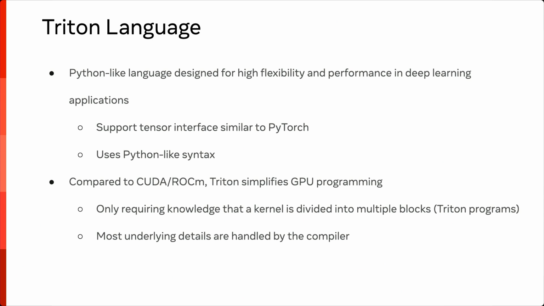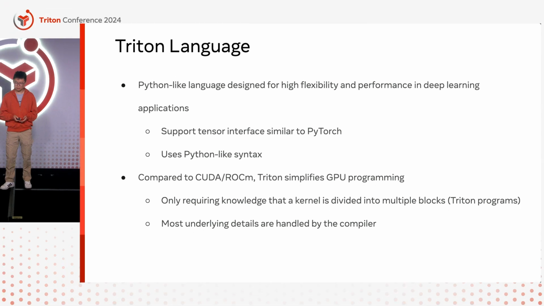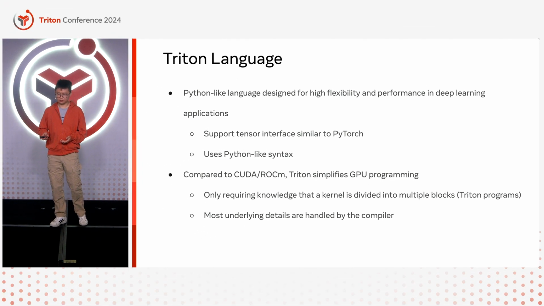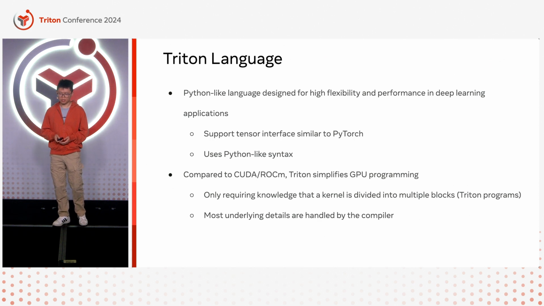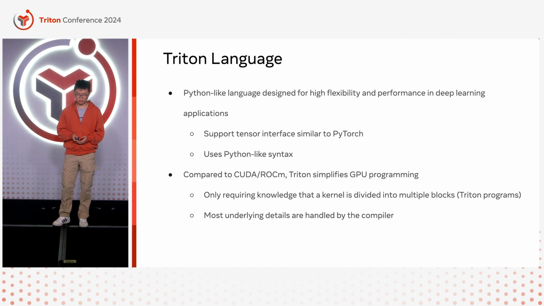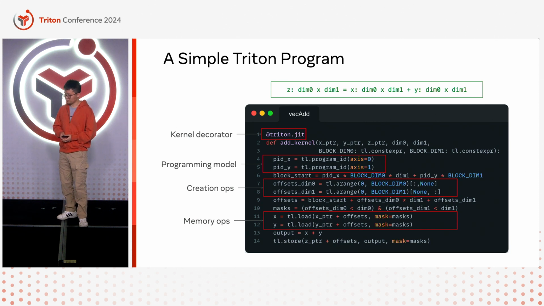But compared to CUDA and ROCm, Triton simplifies GPU programming by only requiring knowledge that the kernel is divided into multiple blocks. In our terminology, they're Triton programs, and most underlying details for optimization are handled by the Triton compiler itself. Here's a brief overview of a simple Triton kernel.